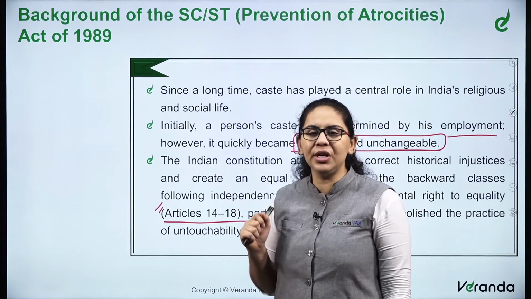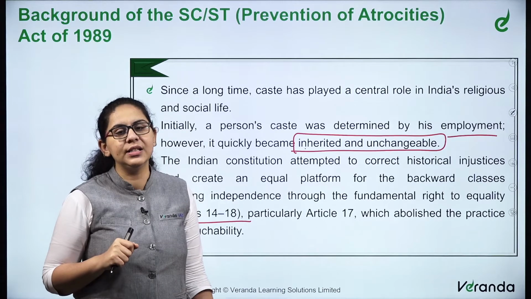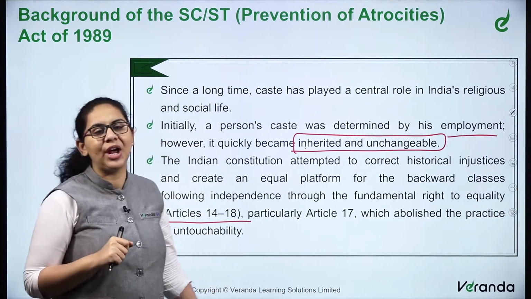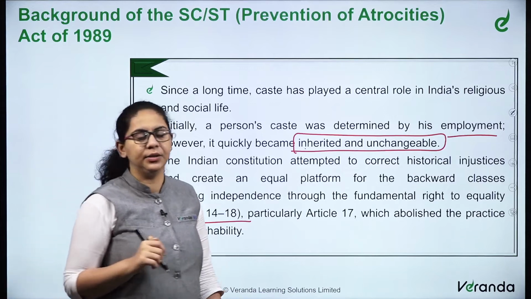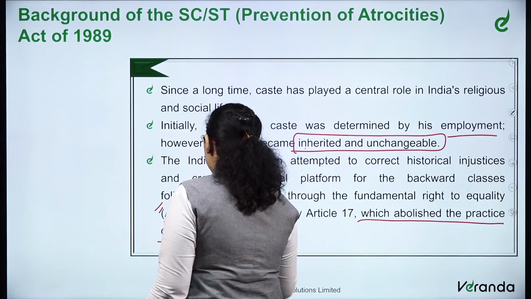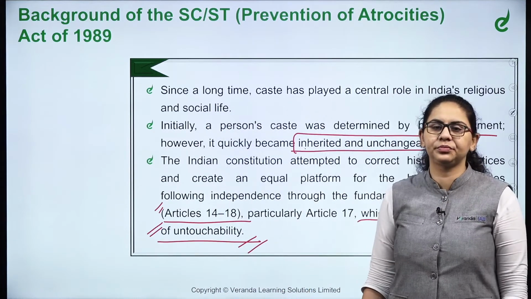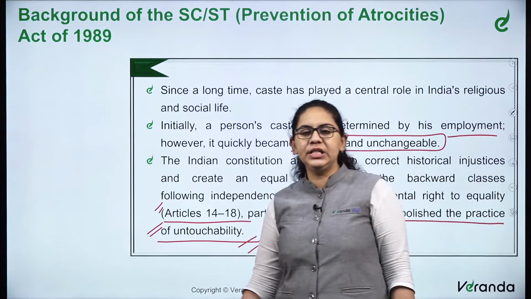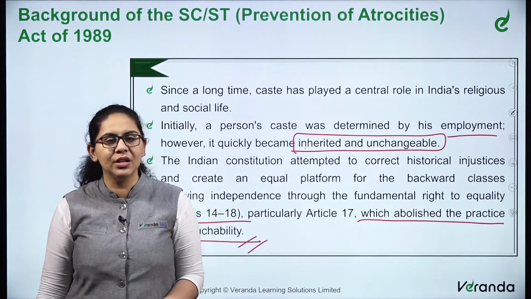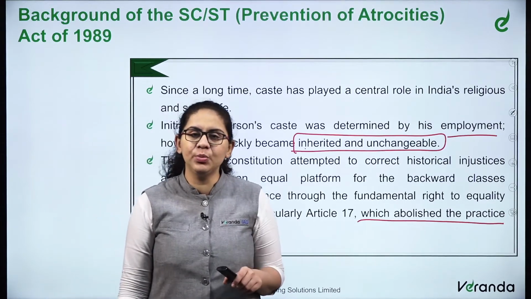Our Constitution has recognized this factor, particularly Article 17, which abolished the practice of untouchability. Article 17 abolishes the practice of untouchability, which was one of the good steps of independent India.